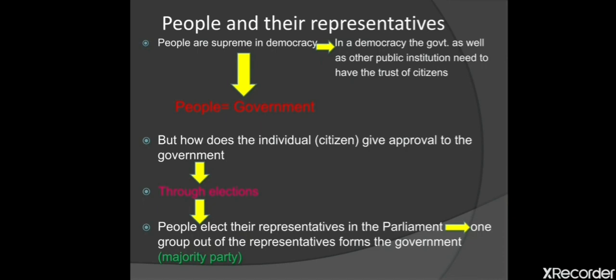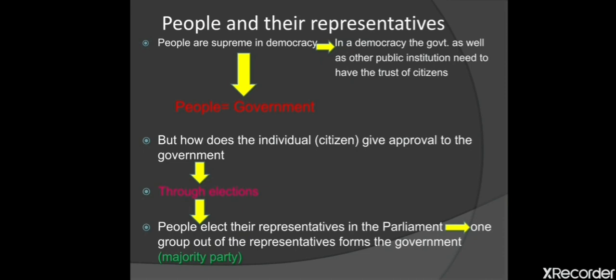So in a democracy, the government as well as other public institutions need to have the trust of citizens, because we are the people, we are supreme in the democracy. The government which is forming needs to have our trust. So trust of citizens is very important in forming the government. You can say that people is equal to government, because we are electing, we are forming the government, and if no people are there, then no government is there. So people is directly proportional to government.